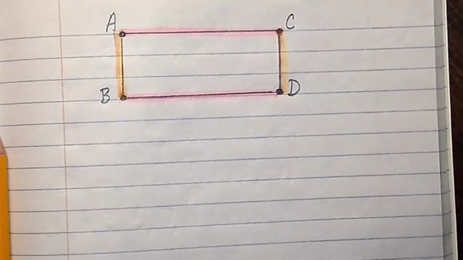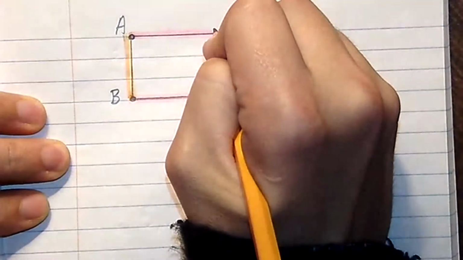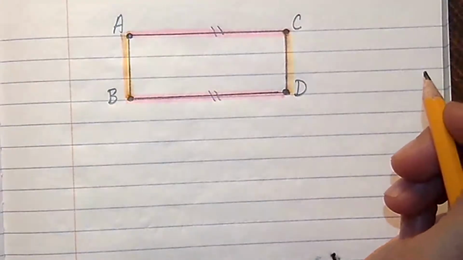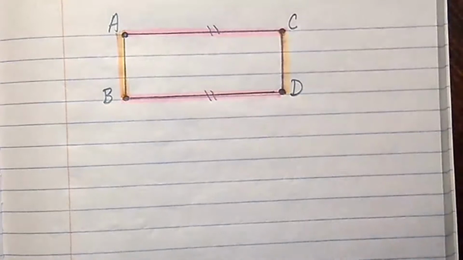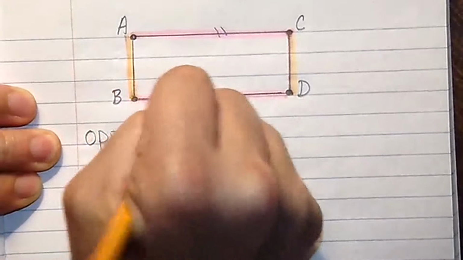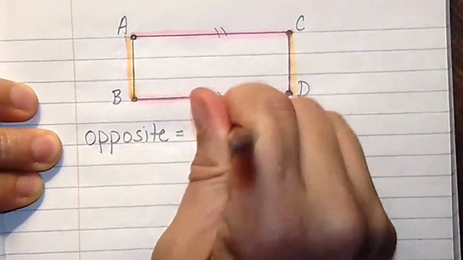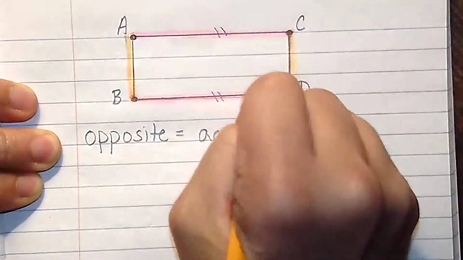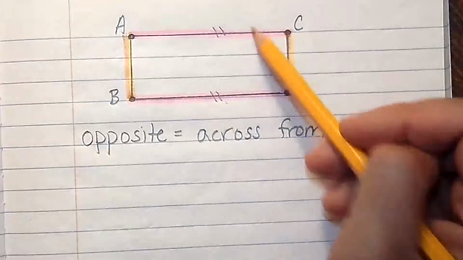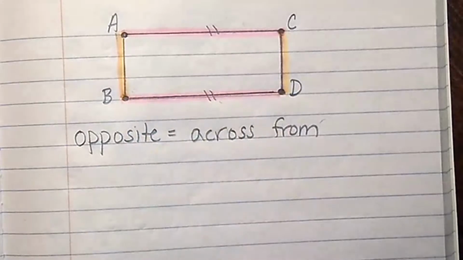All right. Well, let's talk about this shape real quick. We learned a word. If I'm talking about this side over here and this side, what is the word that means that something's across from it? If you said opposite, you're exactly right. Opposite means across from. I almost misspelled across. Let's fix that. So these pink sides are opposite each other. They are across from each other. These orange sides are opposite each other. They're across from each other.